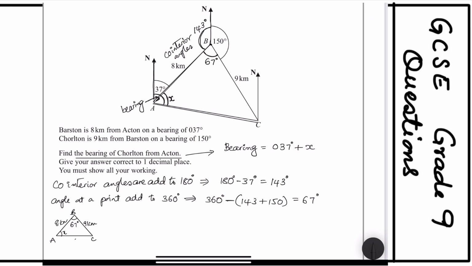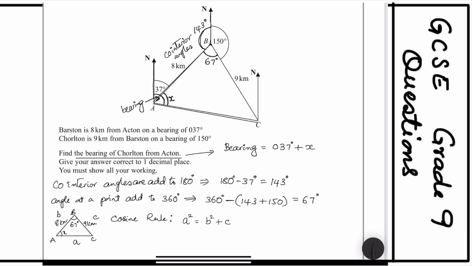And now let's find length AC first. To find AC, we have the other two lengths, and then we have the angle opposite to AC, so we can use the cosine rule here. Let's label these with A, B, C to write the formula. So we are going to find a. a squared equals b squared plus c squared minus 2bc cos A. So cos A is opposite to the length of AC.